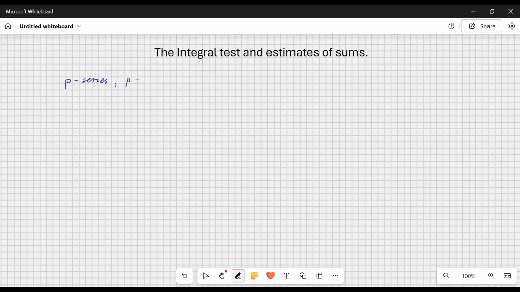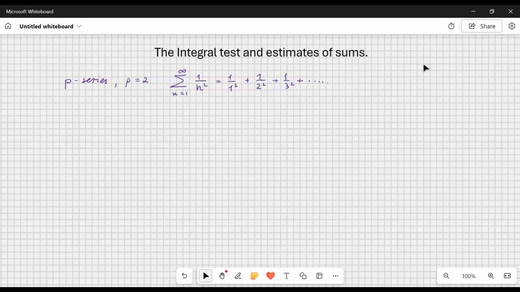And p here is going to be equal to 2, so my series is going to look like this: 1 over n squared, and we'll go from 1 to infinity. A p-series with p equals 2. So what are the terms of this series going to be? We have 1 over 1 squared, 1 over 2 squared, plus 1 over 3 squared, plus some other terms up to infinity, right?